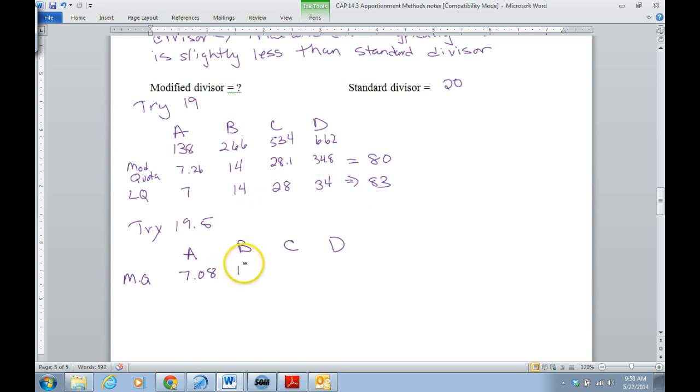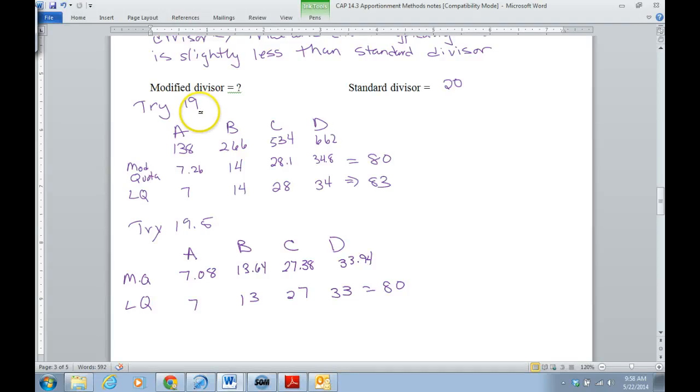So this will be 13.64, 27.38, and then 33.94. The lower quotas in this case will be 7, 13, 27, and 33. If you add all that up, it equals 80. So we finally found the correct one. It's totally guess and check in this case.